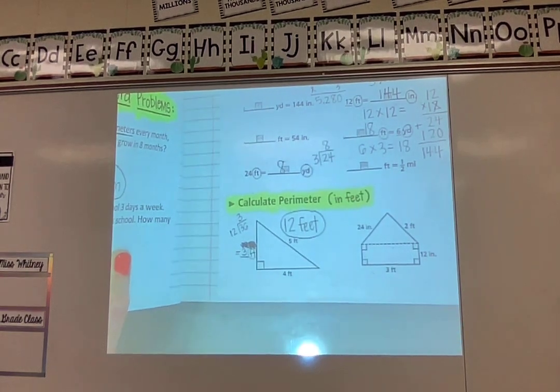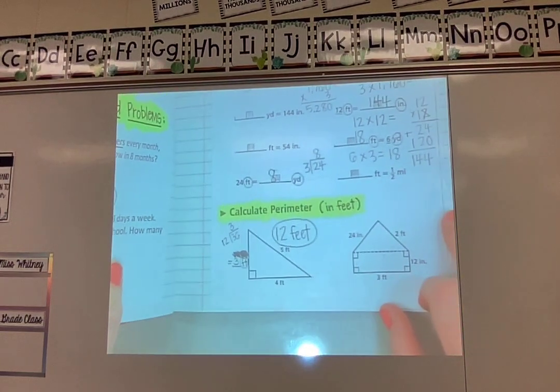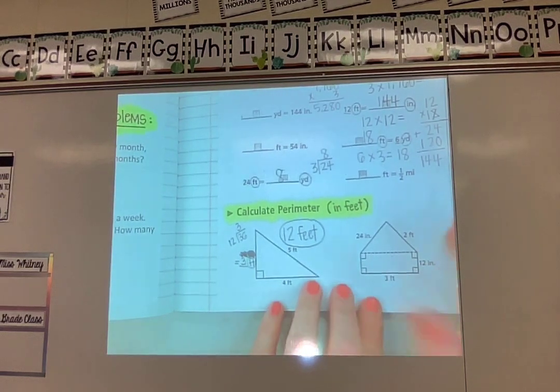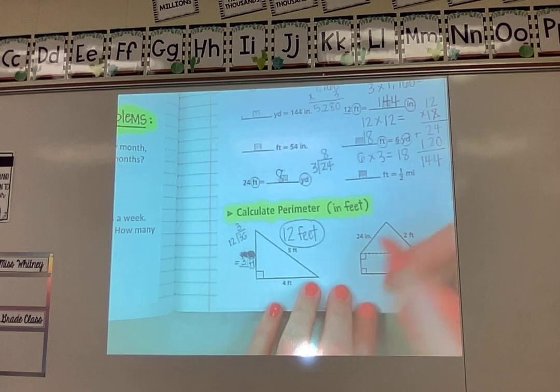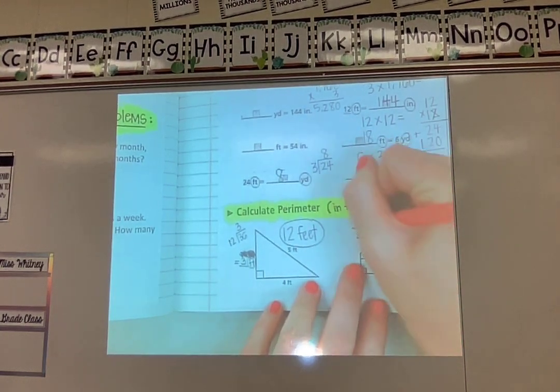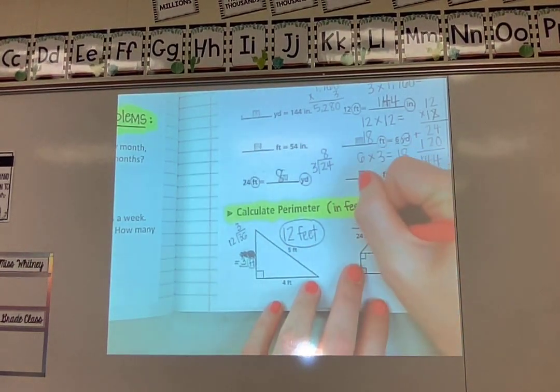All right, let's do our other shape here. We have a triangle connected to a rectangle here. I'm looking for sides that I need to convert. Some of them are good, but some of them need to be converted. Like this one. This is in inches, so I'm going to put equals blank feet because I need to change it over to feet. Circle my labels.